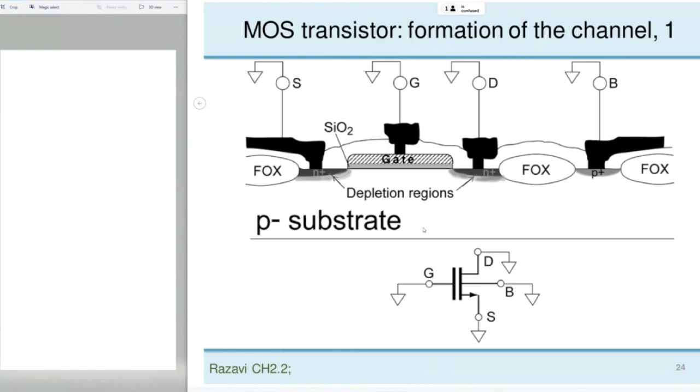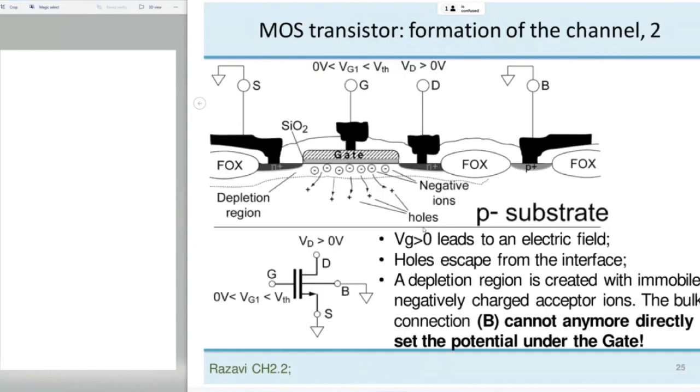All right, now step 2, we apply some voltage at the gate, and we apply some small voltage in the drain. So the voltage that is applied on the gate is more than 0, it's a positive voltage, but it's still less than the threshold voltage. So what will happen is that we will create a vertical electric field in this direction from the gate to the substrate. Keep in mind that the substrate is biased to 0.